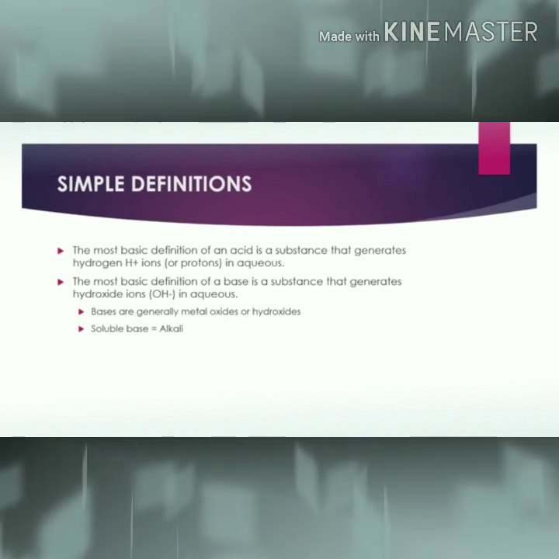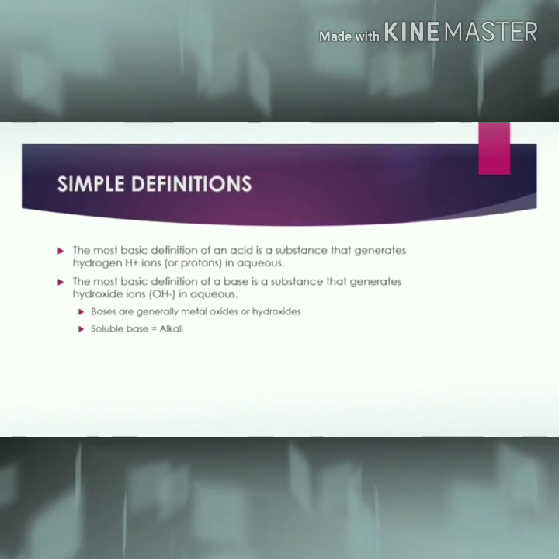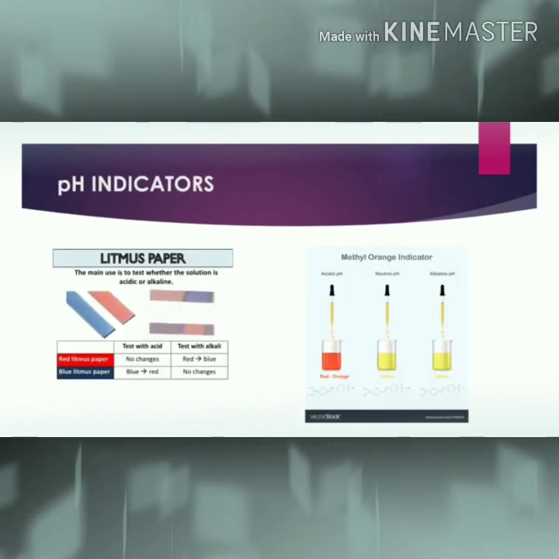If I define acid and base very briefly, I would say an acid is a substance which can generate hydrogen ions in aqueous solution. A base is a substance which can generate hydroxide ions in aqueous solution. Bases are generally metal oxides and hydroxides. Here are pH indicators, like litmus paper and some other solutions as well.